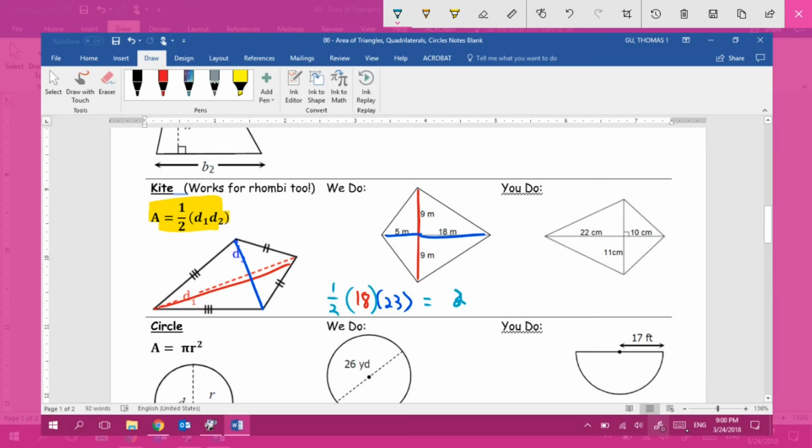And what are my units? We need to get these units right, guys. Meters squared. Meters squared. So you try the one on the right side. And then last but not least, the circle. The circle. Oh my goodness.